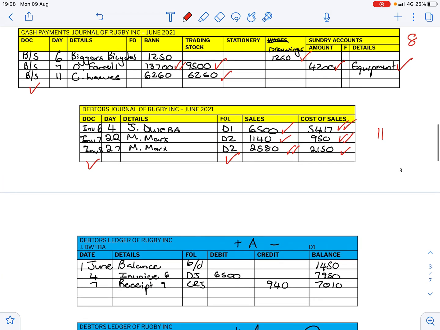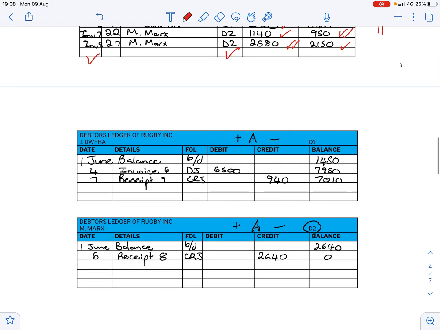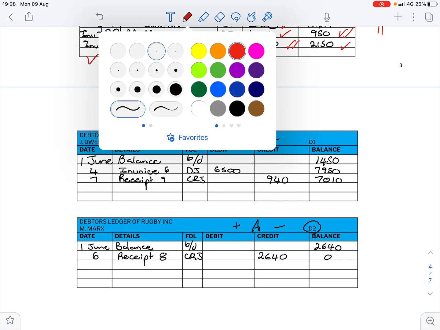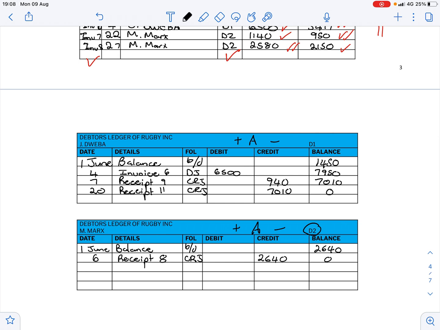If we come back to Jade Weber's account, on the 20th, Jade Weber paid us back his account to date, which we had to work out. So we put in our date, on the 20th with receipt number 11 from the CRJ. Jade Weber pays us 7,010 Rand, so he owes us less money, leaving him with a new balance of 0.